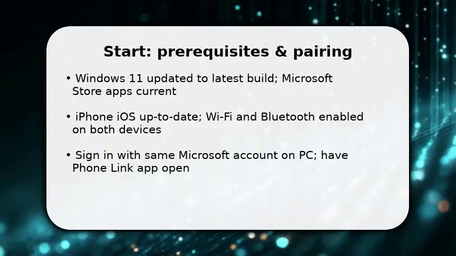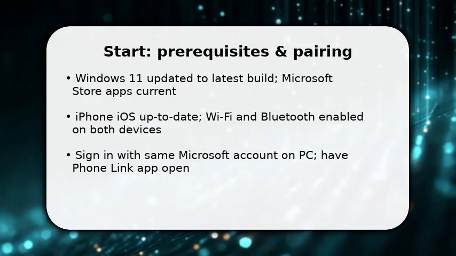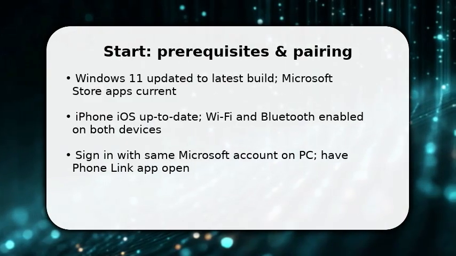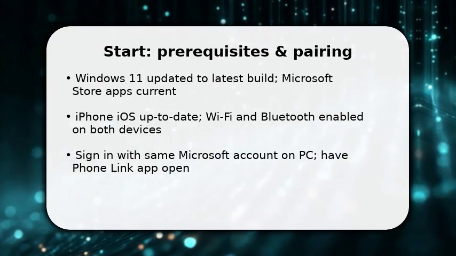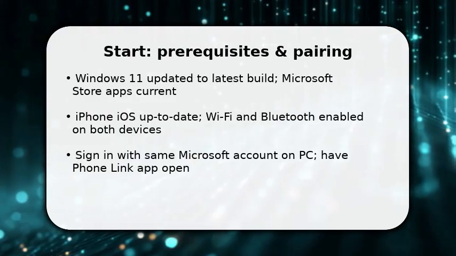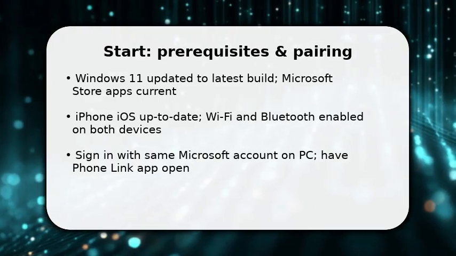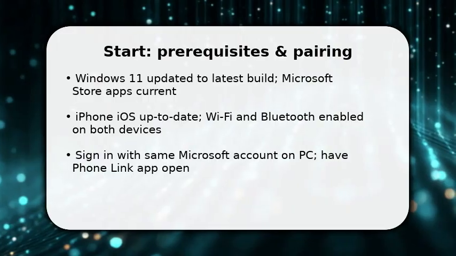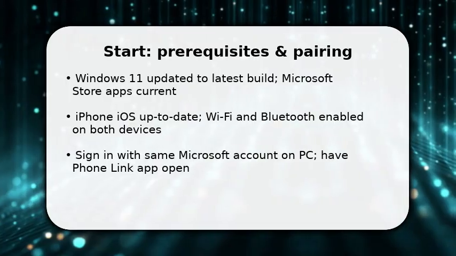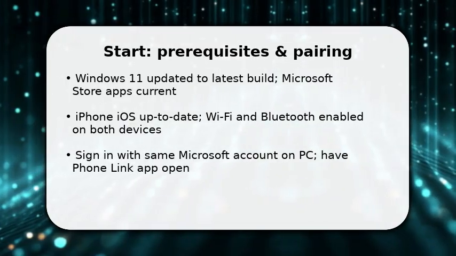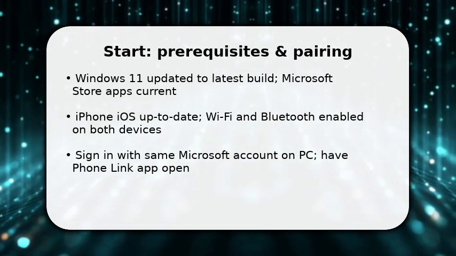Enjoy the video. You'll start by confirming a few essentials and then initiate pairing. Make sure your PC and iPhone are on the same Wi-Fi network and Bluetooth is on. That lets Discovery work faster. Sign into the Phone Link app on Windows with your Microsoft account and allow notifications. On the iPhone, install the companion app if prompted and grant permissions for local network access and notifications. Once done, tap Pair on both devices to create a secure connection and move to configuring features.